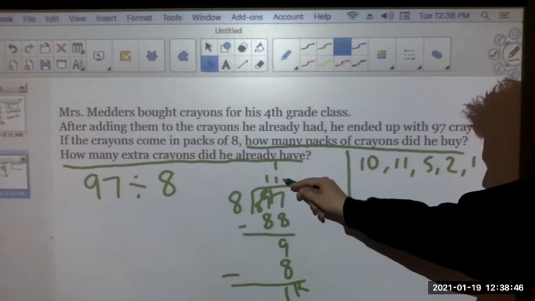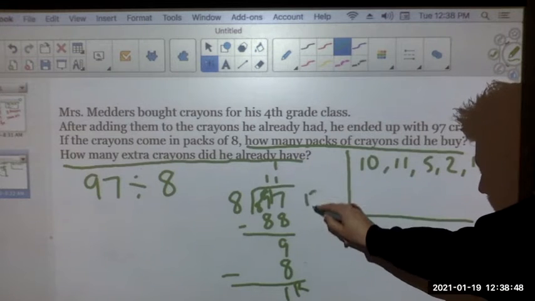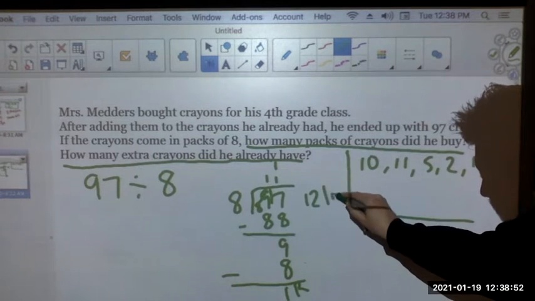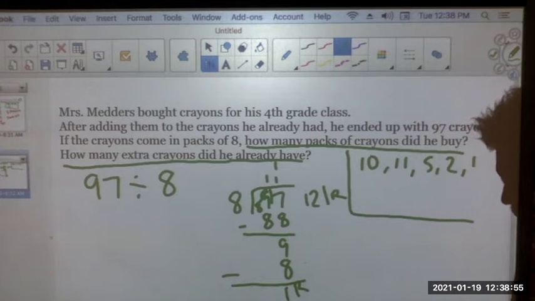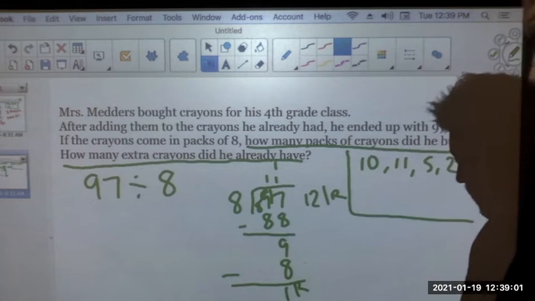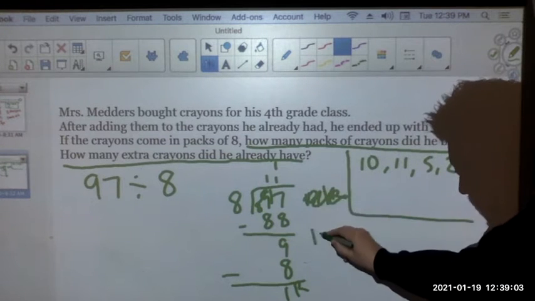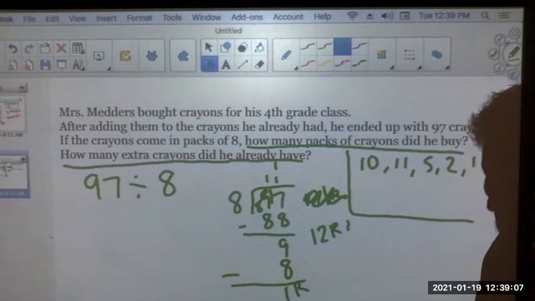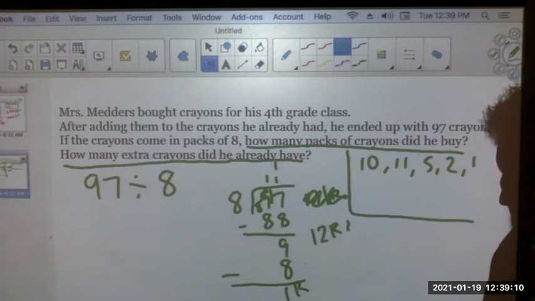So your answer is right here. 11 plus 1 is 12. 12, 1R. Okay, so if I was going to do this, let's try that again. 12R1. That's better. It's a little hard to read. It looked like 121.